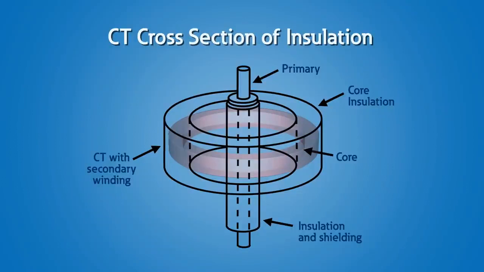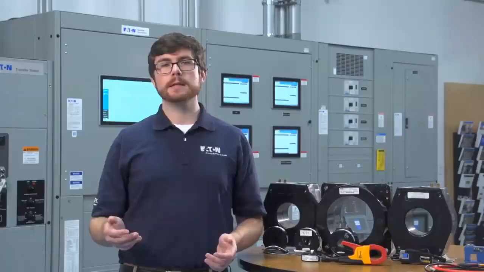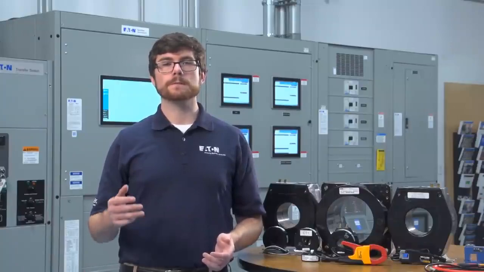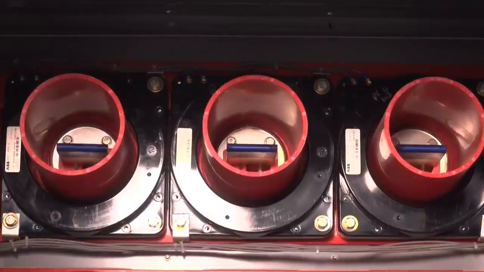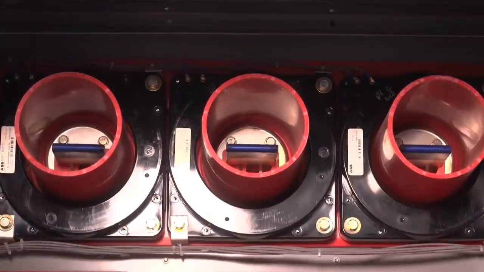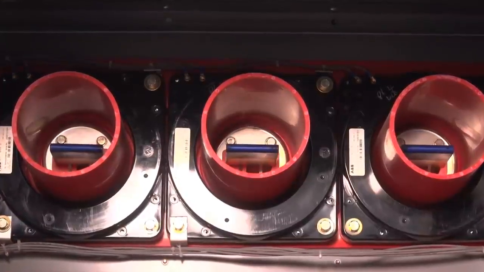Most CTs and secondary winding insulation is rated at 600 volts. In medium voltage switchgear, the CTs are physically mounted around an insulating material or use physical separation to insulate the CT from the energized bus with an air gap.